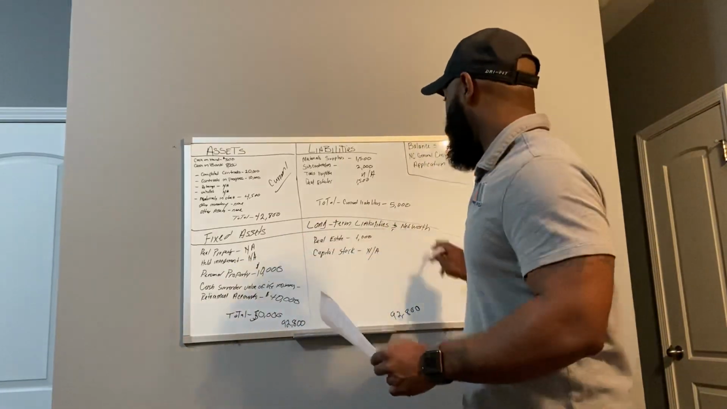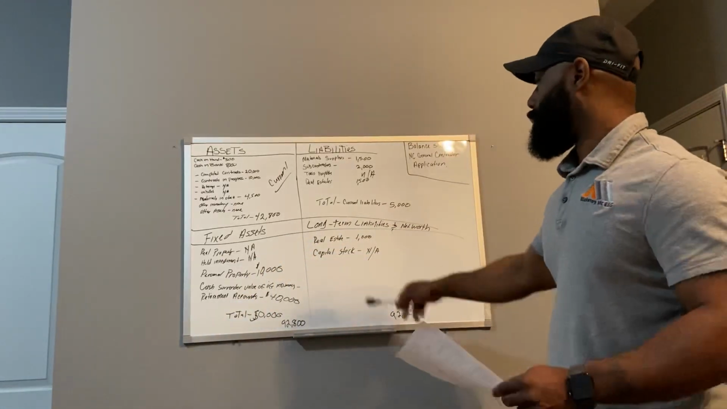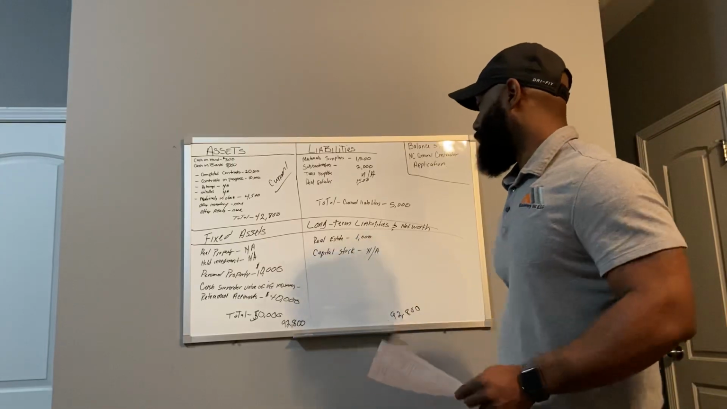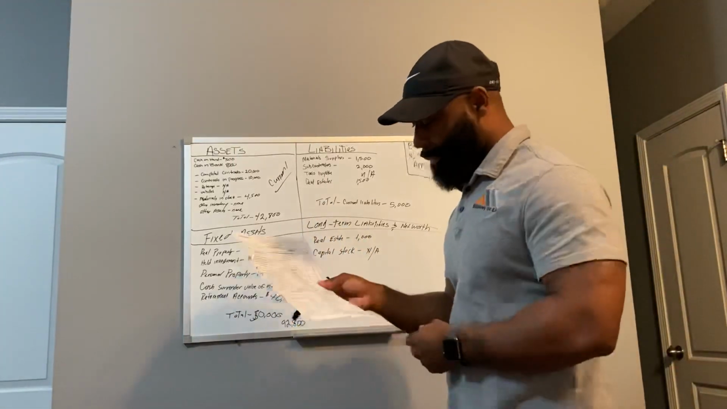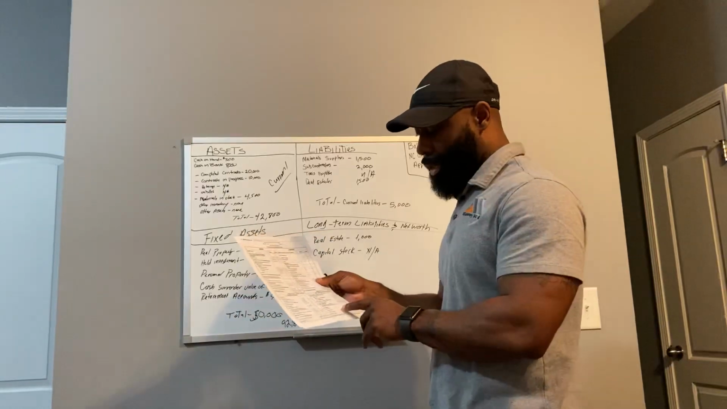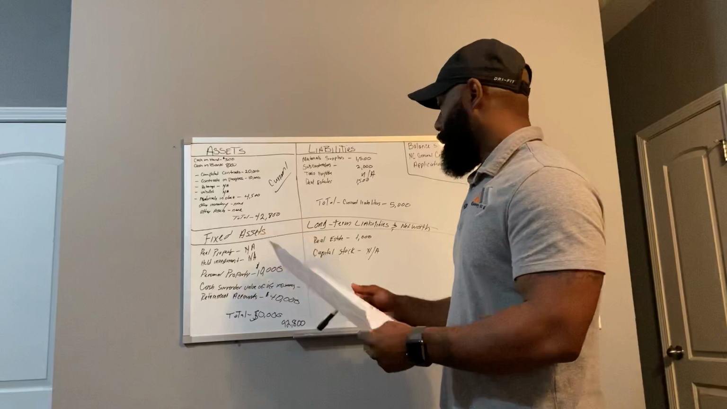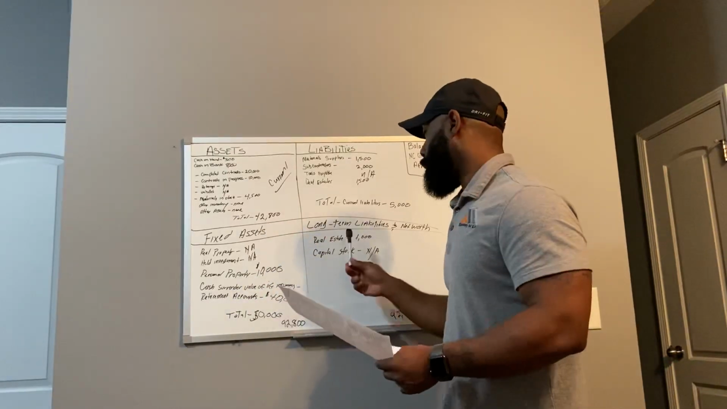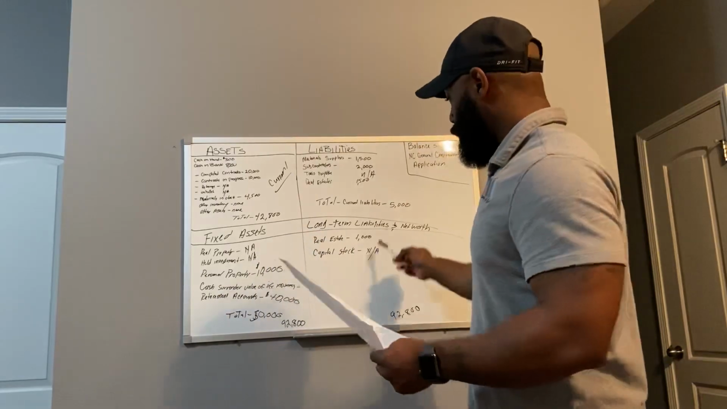Okay, long-term liabilities and net worth. So my real estate, I got $1,000. Capital stock, not available. There's a list of other things on here, I just put not available. You're gonna have things like treasury stock, retained earnings, capital stock. The only thing I put was $1,000 of real estate for long-term liabilities.